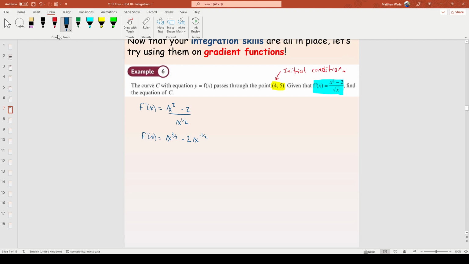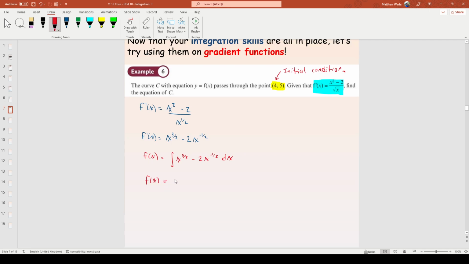We're now ready to undo that differentiation, which means we're ready to integrate. So I'm even changing colors to show you, which means now we're not doing f prime of x anymore, but rather f of x. And f of x then will be the integral of x to the 3 over 2 minus 2x to the minus 1/2 dx. And no bounds on this one, so we're going to end up with a plus c, indefinite integral.